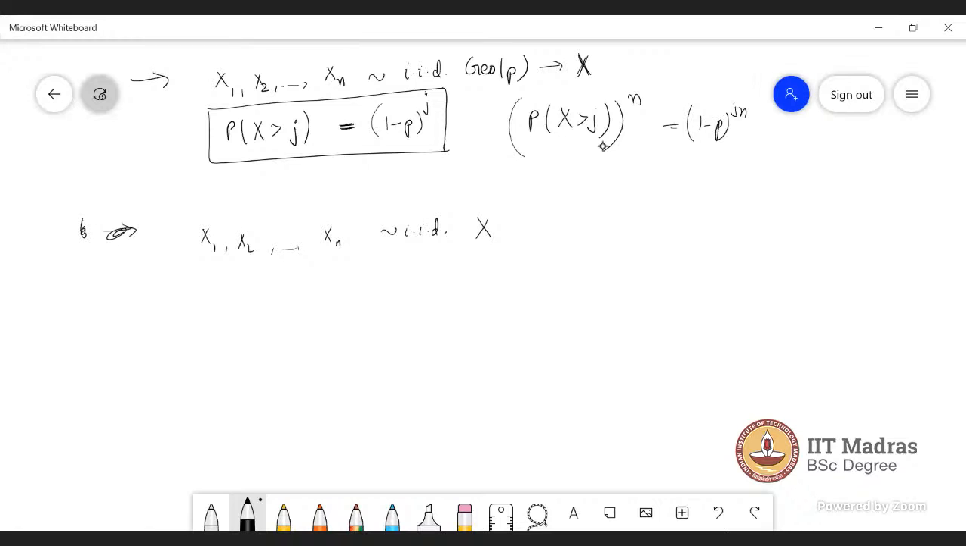What is meant by identically distributed? Ma'am, that they are following the same distribution, geometric, and all of them have the same parameter p. They all follow the same distribution.